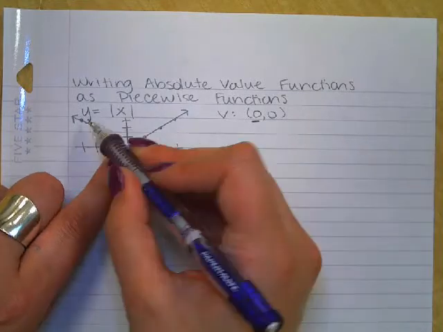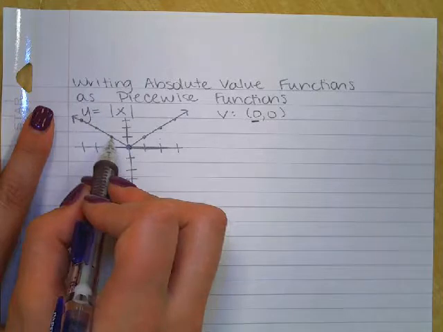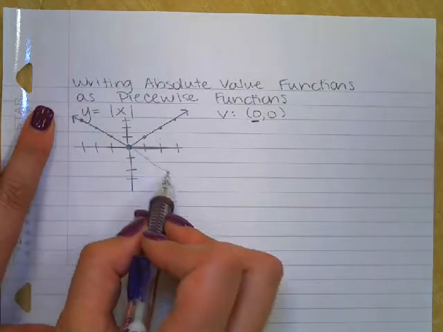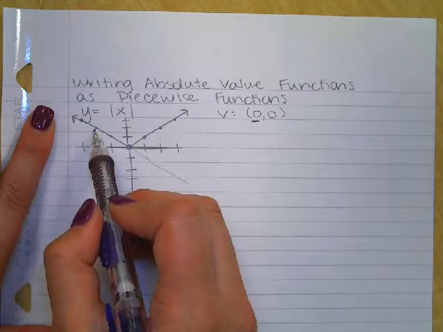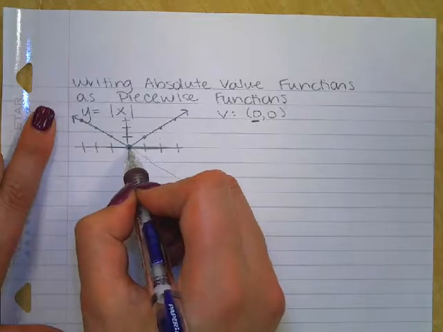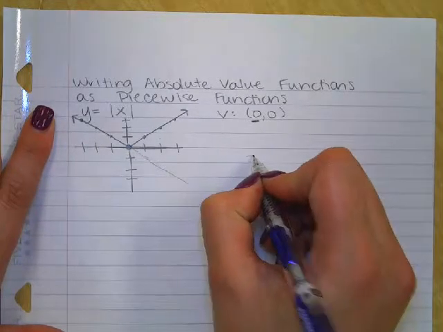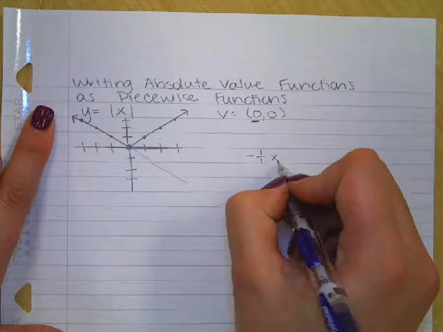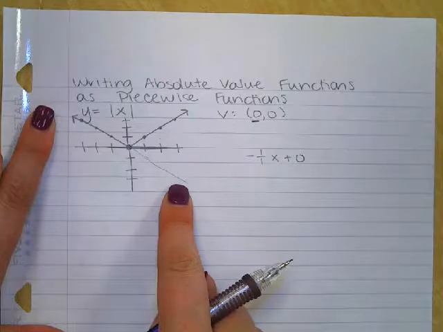And so I'm going to say that the left side of the graph is actually a straight line, and it has a slope of -1. It goes down 1, right 1, down 1, right 1, down 1, right 1. And it goes through the point 0, 0. So I'm going to say that I have the slope of -1 over 1 x plus 0. That is the left side of the graph.